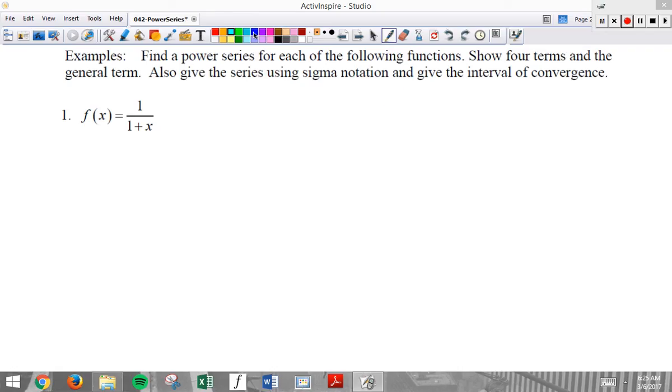So the name of the game for this and the next 4 examples is I want something that looks like this, because I know what that series is. I know that series is a plus ar plus ar squared, and so on. And I also know that series is that series. So I want to get this into that. So I'm going to say this would be a geometric series like that.